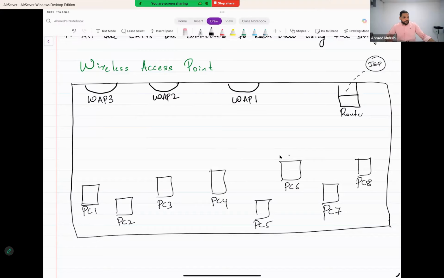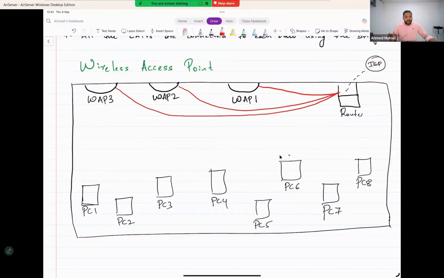Everybody, you have put wireless access points around this large space. Now look here carefully. Each wireless access point will have a wired connection to your router. Understood? Each wireless access point has a wired connection to your router. Look at this, wired connection to the router. Look at this, wired connection to the router. Are we all okay with this? Each wireless access point has a wired connection to a router.